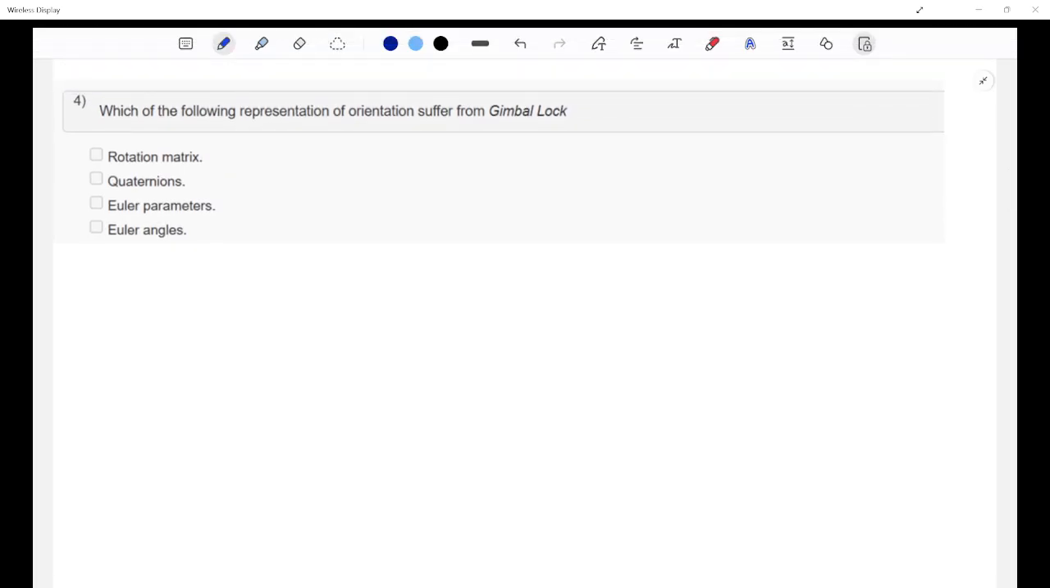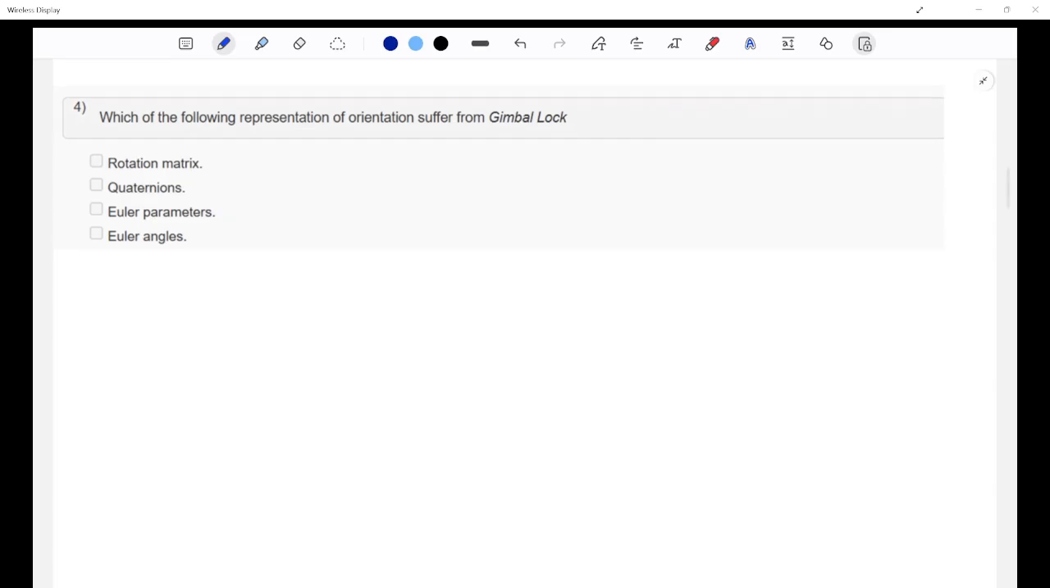So after this we want to deal with this question: which of the following representations of orientation suffer from gimbal lock? Does anyone have any idea what is gimbal lock?